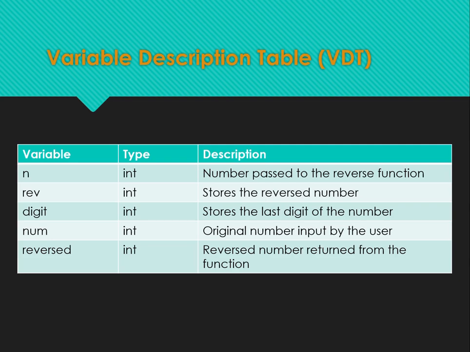This table explains the variables used in the program. n is the number passed to the reverse function. rev stores the reversed number. digit holds the last digit during each iteration. num is the original number entered by the user. And reversed holds the output from the function, which we use to check if the number is a palindrome.